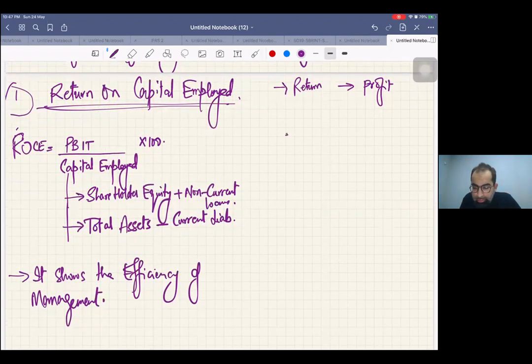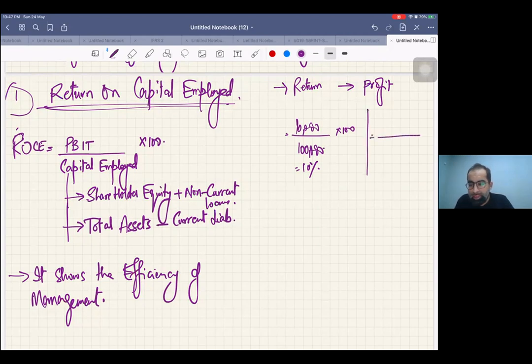Let us say there is a company A. Company A invested 100,000 total. And they get 10,000 profit times 100. So the return is 10%. That means by investing 100,000, we are getting 10,000 profit. And in company B, we invested 100,000, and the profit before interest and tax is 30,000 times 100, 30%. Now you just take your decision.